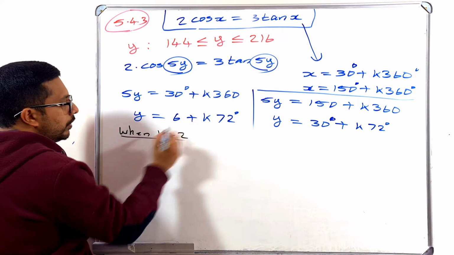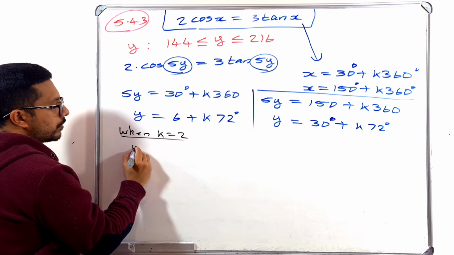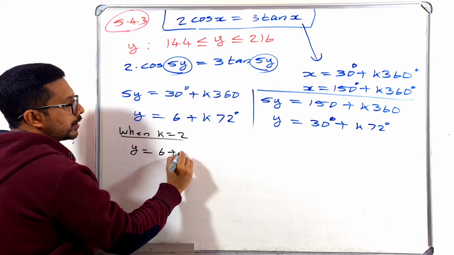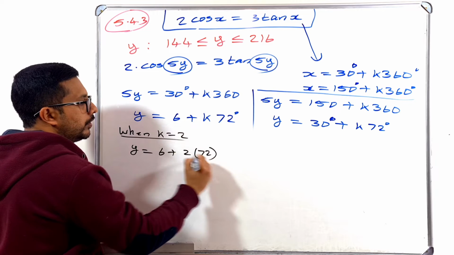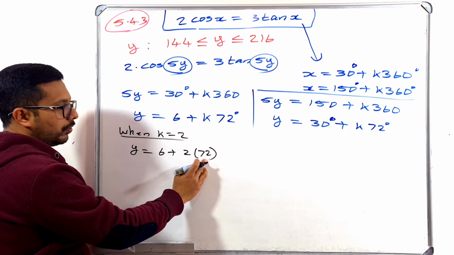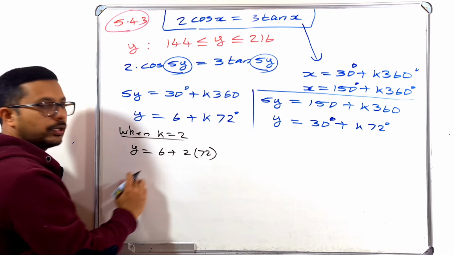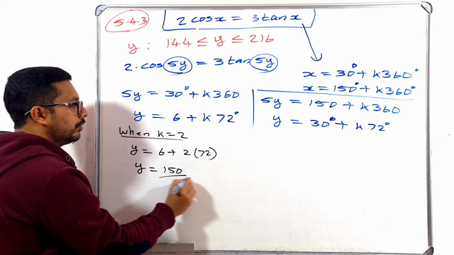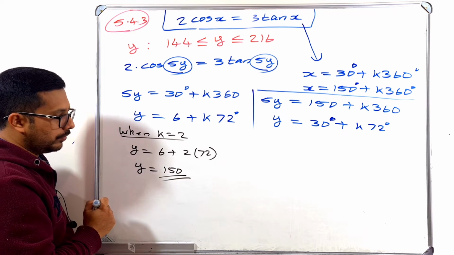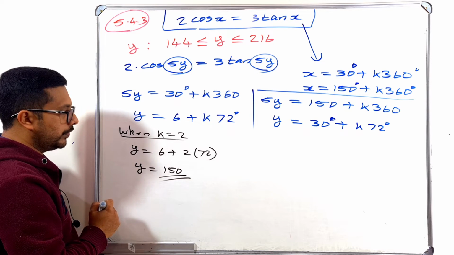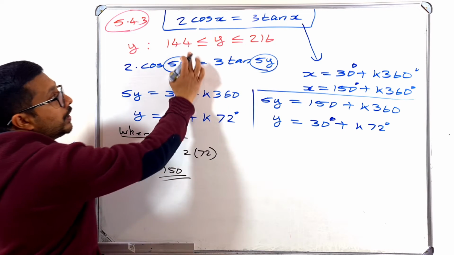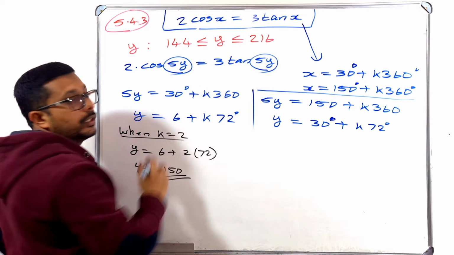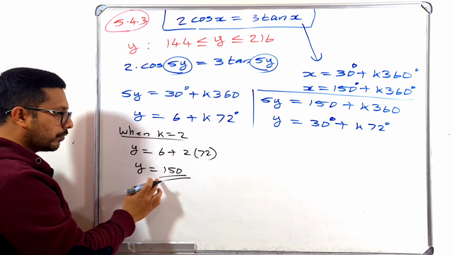So if I substitute k as 2, what is y? 6 plus 2 times 72. So it is 144. 144 plus 6 is 150. That means y is equal to 150. And that 150 is between 144 and 216. So we got one y value.